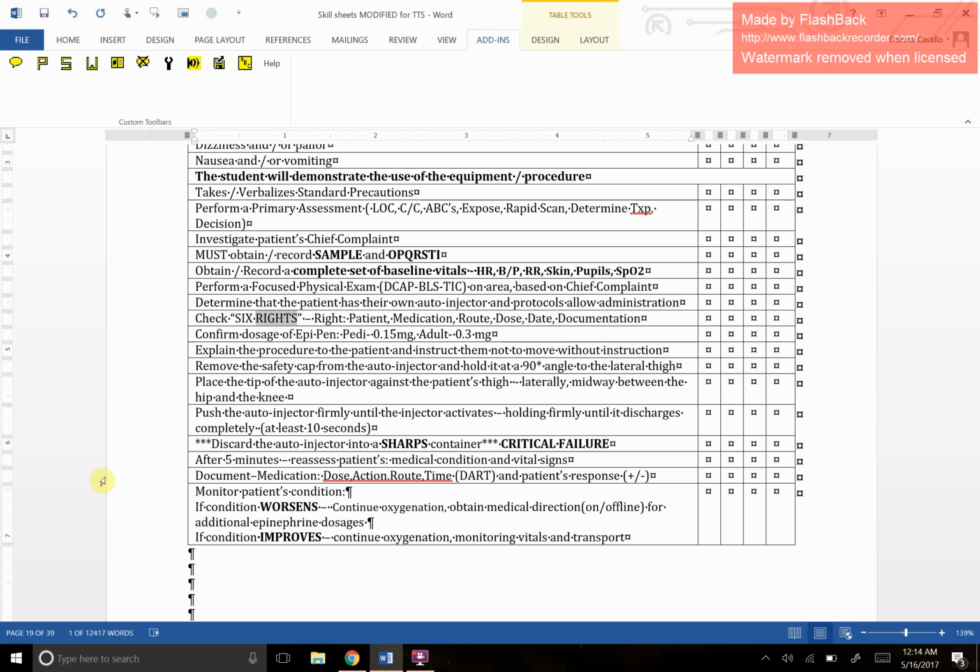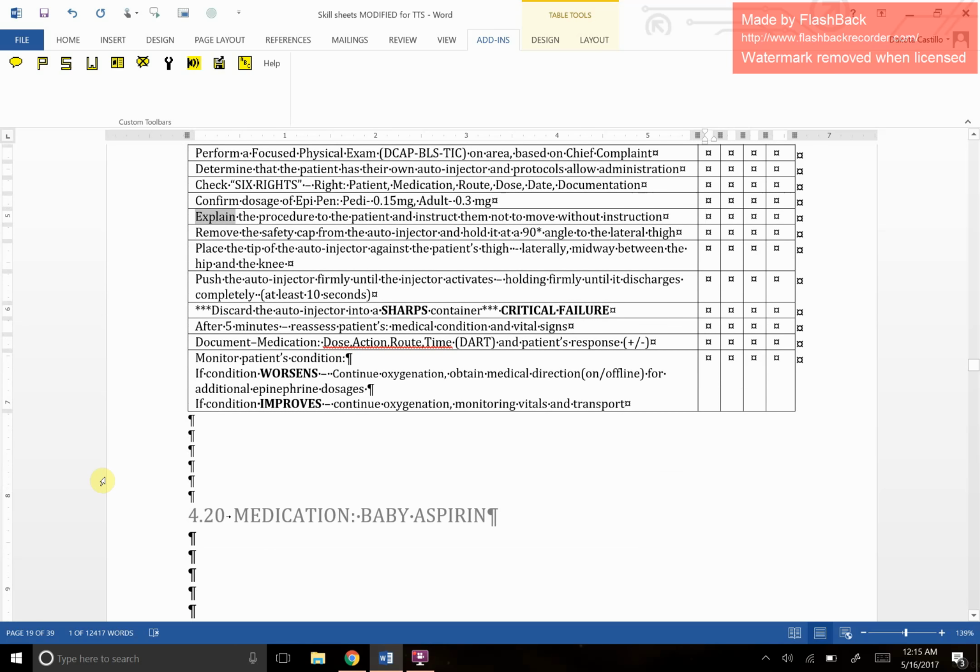Check 6 rights: patient, medication, route, dose, date, documentation. Confirm dosage of epinephrine, Pedi 0.15 mg, adult 0.3 mg. Explain the procedure to the patient and instruct them not to move without instruction.